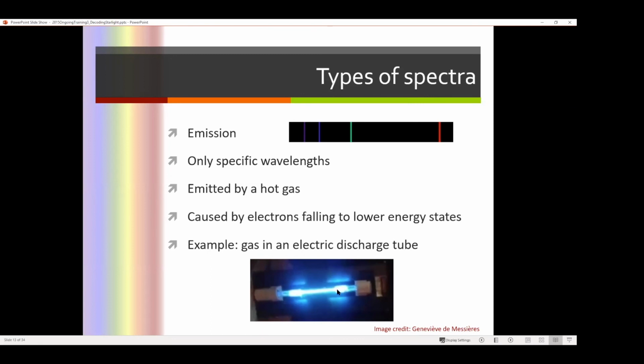This is a picture of one of our discharge tubes at the Decoding Starlight Discovery Station. There is gas inside this glass tube. We are running electricity through it to energize it and make it glow. And the light that we're seeing is happening because of what the electrons are doing.